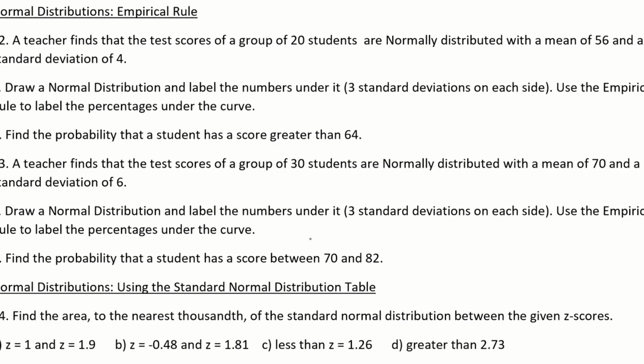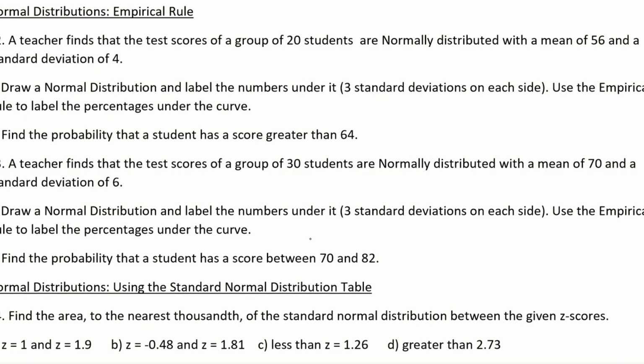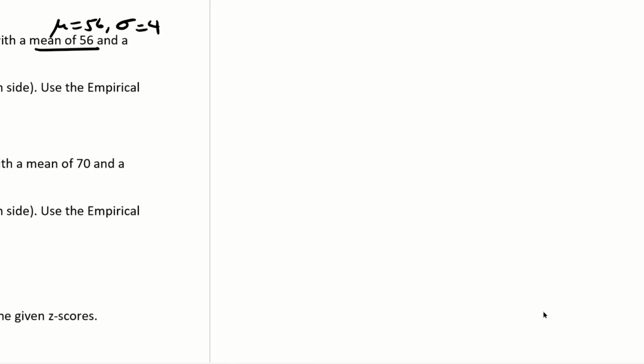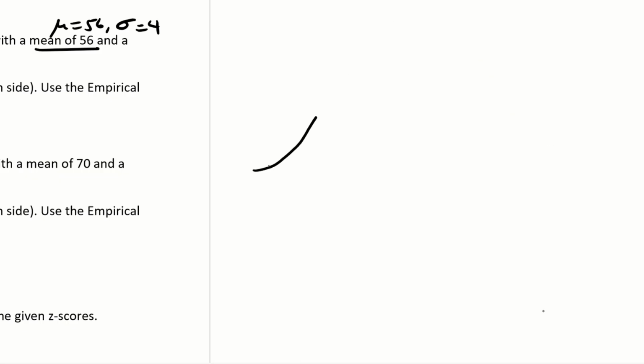So we got a mean of 56 and a standard deviation of 4. So it's normally distributed, so it's a bell curve. What I'm going to do is draw a bell curve for each problem, but I'm just going to erase the numbers and reuse the bell curve. Okay, so I'm going to draw the best I can here.